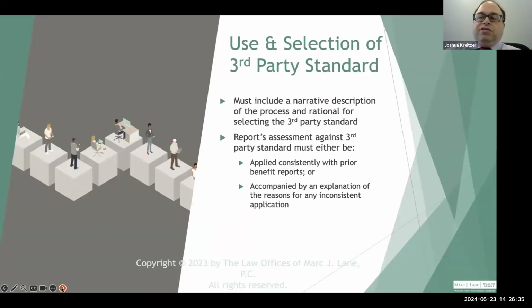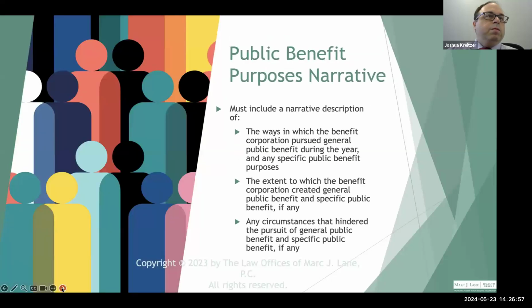And the report must also contain information about the use and selection of the third-party standard, the narrative description of the process and rationale for selecting that third-party standard, and the report's assessment against a third-party standard must either be, one, applied consistently with prior benefit reports, or if not, it must be accompanied by an explanation of the reason for any inconsistency in the application.